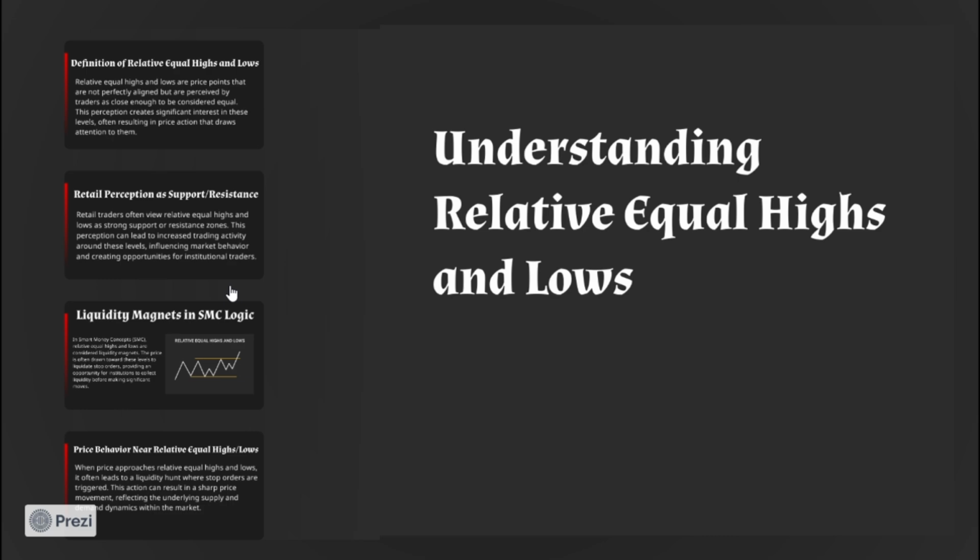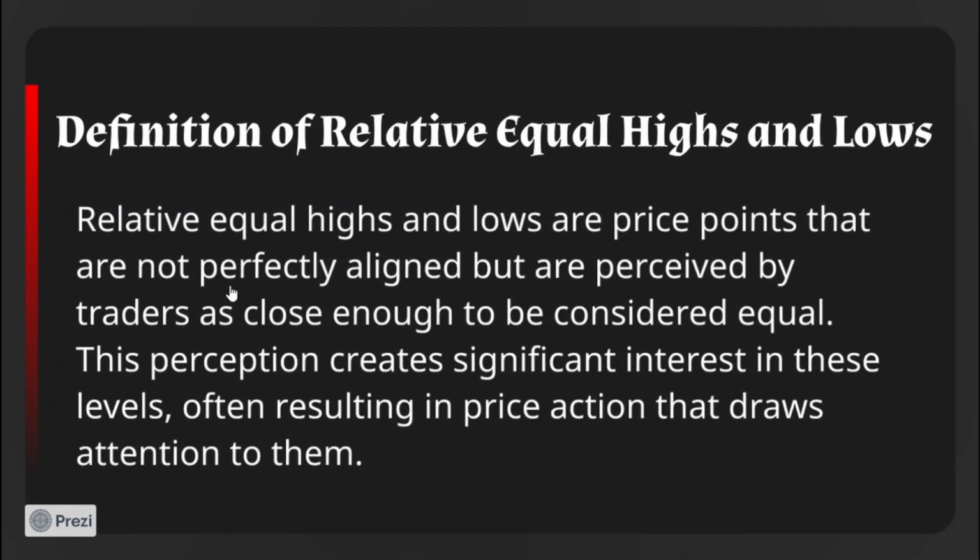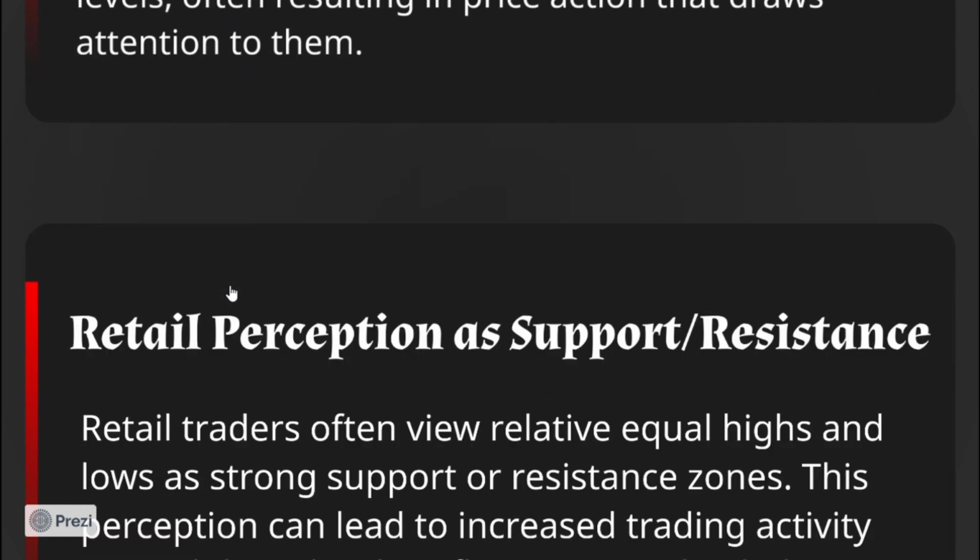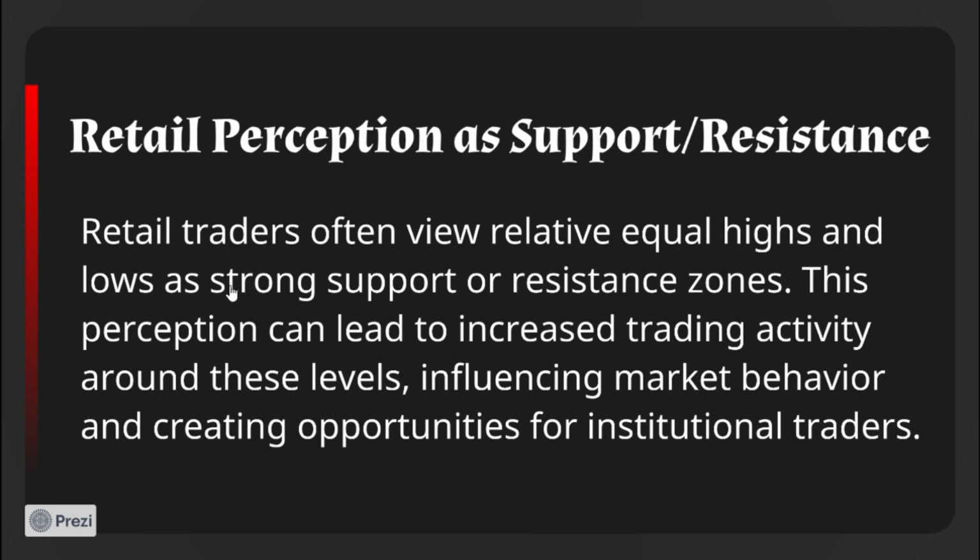Understanding relative highs and lows, we checked about this in the previous video that I was explaining. This is how we define equal highs and equal lows: non-perfect alignment, but perceived by traders as close enough to be considered equal. This perception creates significant interest in those levels, often resulting in price action that draws attention to them. The retail perception is that they see these equal or relative equal highs and lows as support and resistance, for those who use price action.